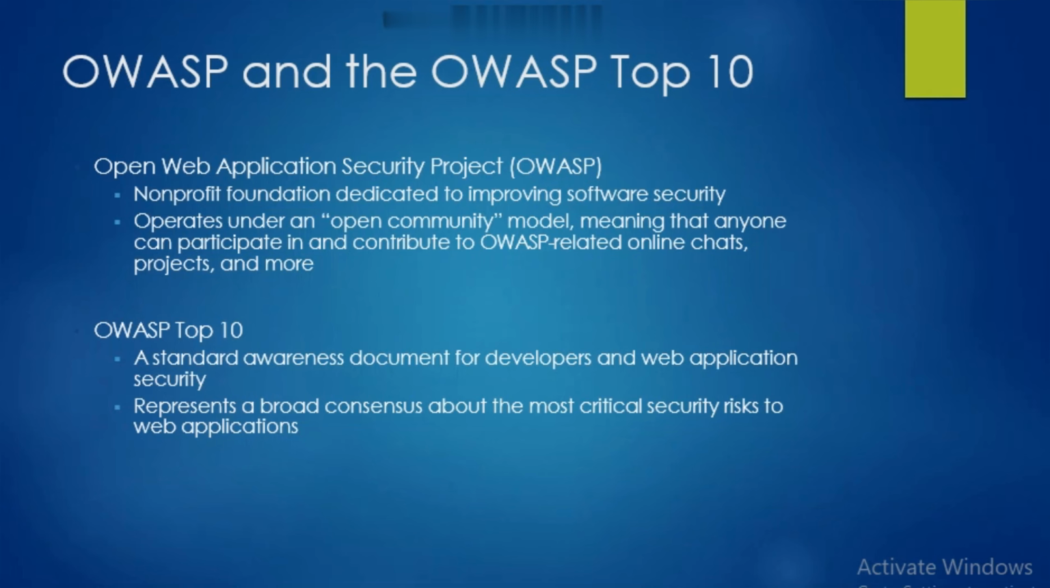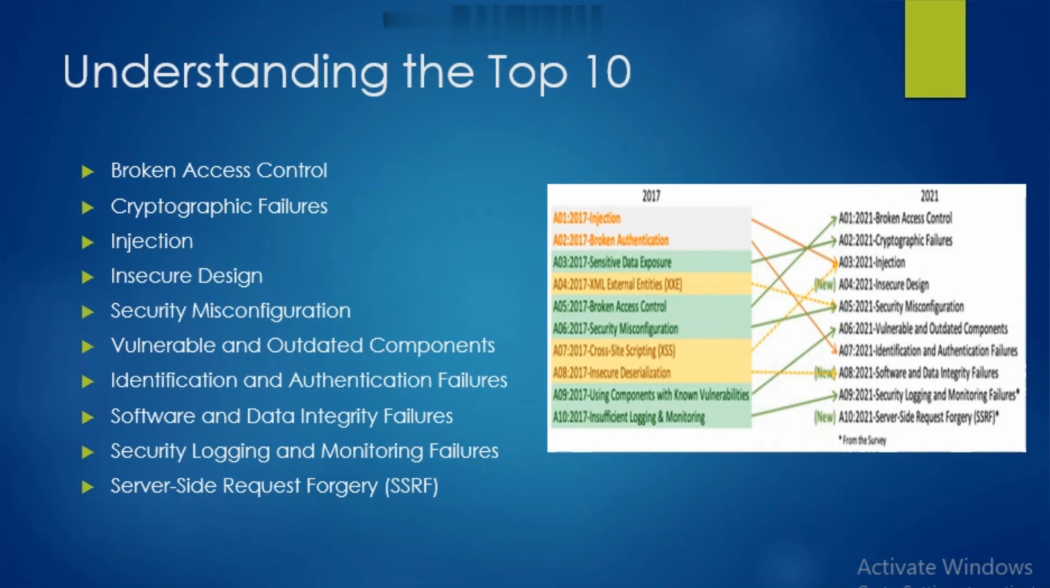The OWASP Top 10 is a standard awareness document for developers and web application security. It represents a broad consensus about the most critical security risks to web applications. Broken access control has been there for quite a long time, and taking the example of 2021, that's when the last OWASP Top 10 was released. The OWASP Top 10 is one of the deliverables of this project, and it is published on a periodical basis.